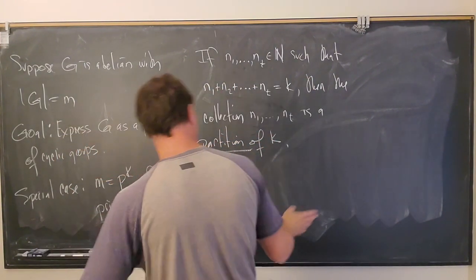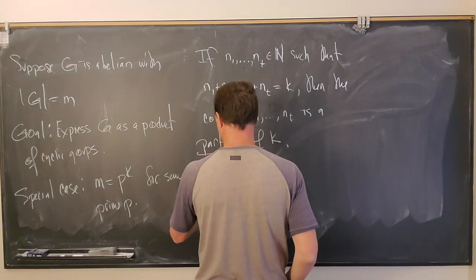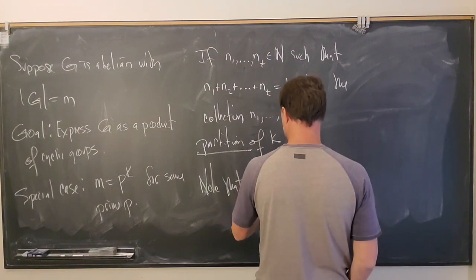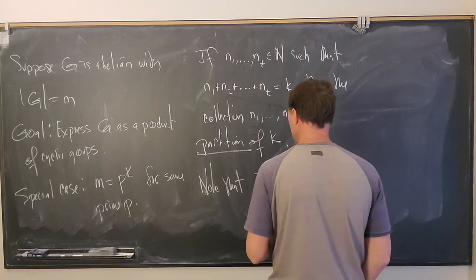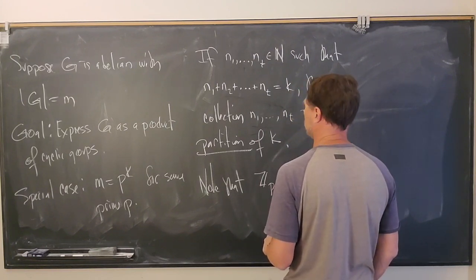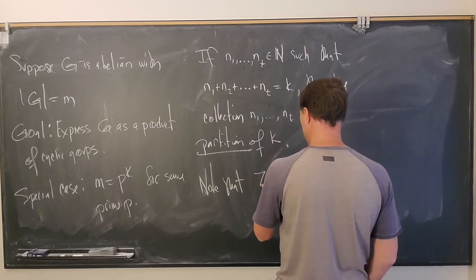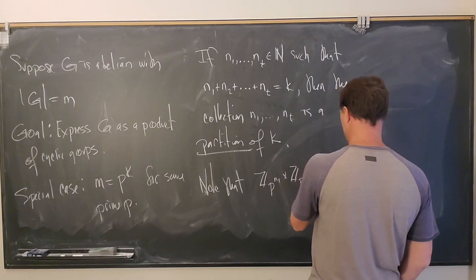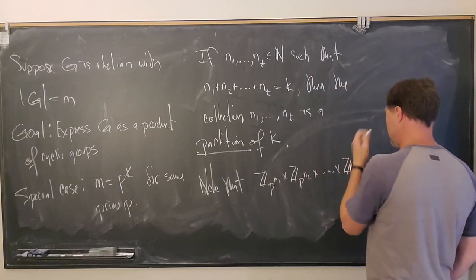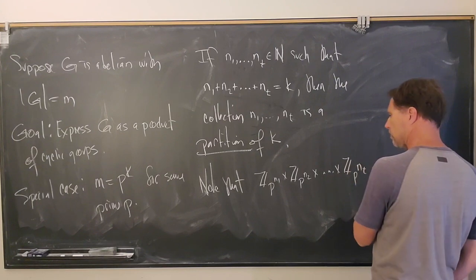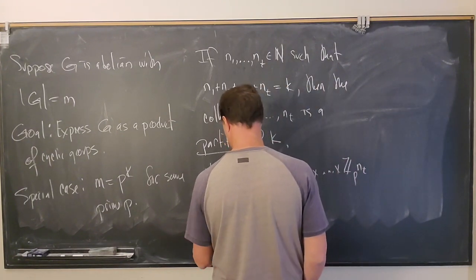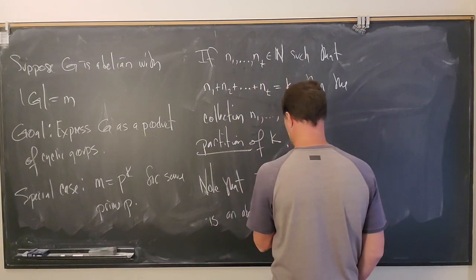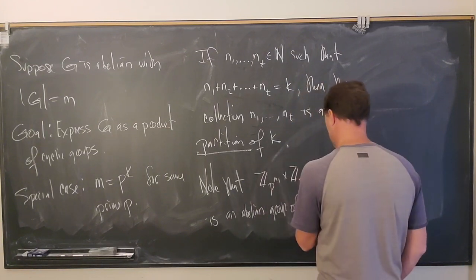Now, what you want to notice then, so we'll say note that Z sub P raised to the n1 cross Z sub P raised to the n2 cross ... cross Z sub P raised to the n sub t is an abelian group of order. So let's see now.